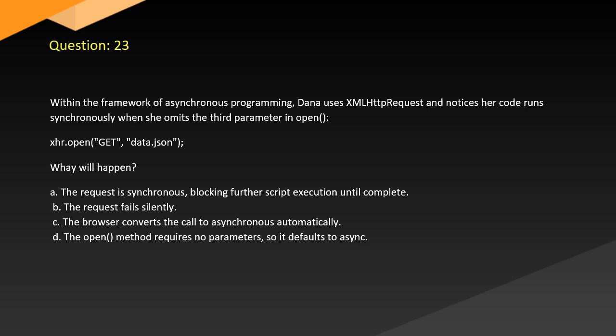Question 23. Within the framework of asynchronous programming, Dana uses XMLHttpRequest and notices her code runs synchronously when she omits the third parameter in xhr.open. On a GET to data.json, what will happen? A. The request is synchronous, blocking further script execution until complete.